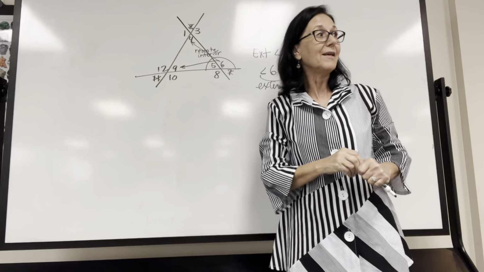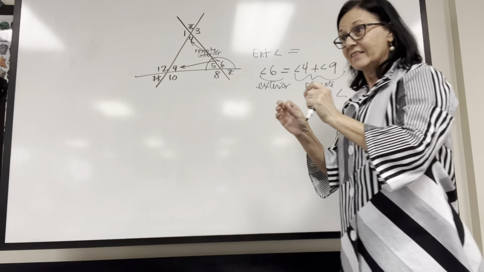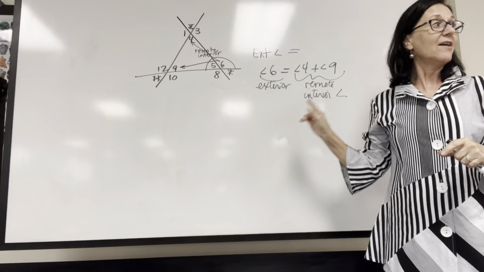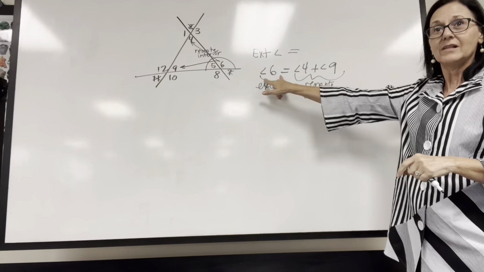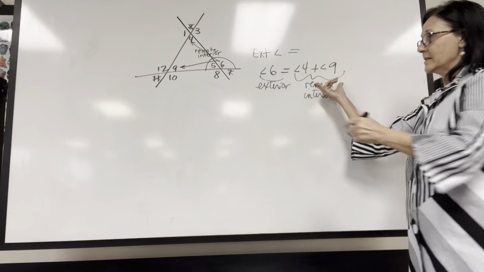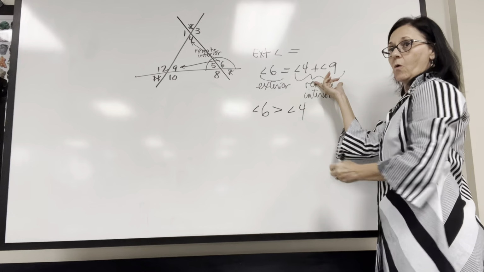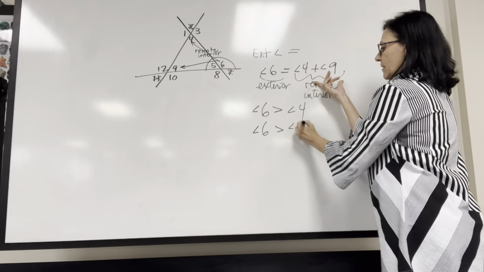Okay. Angle 5 plus angle 9 will equal the sum, angle 1. You get that? Okay. Because of this, I can now say whole greater than part. I have a whole made up of these two parts. So I could say angle 6 is greater than angle 4. And I could say angle 6 is greater than angle 9.